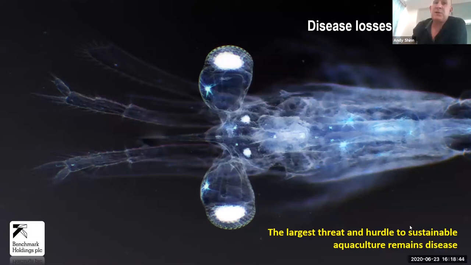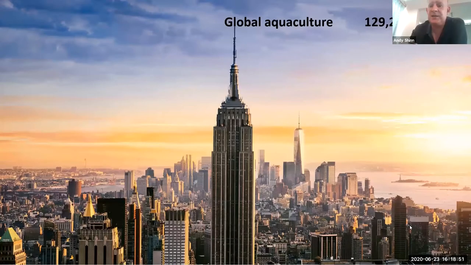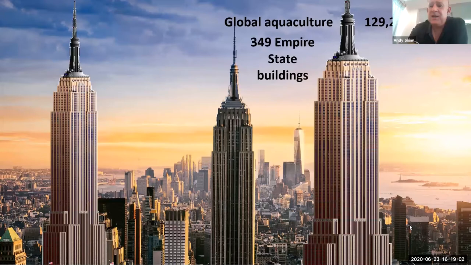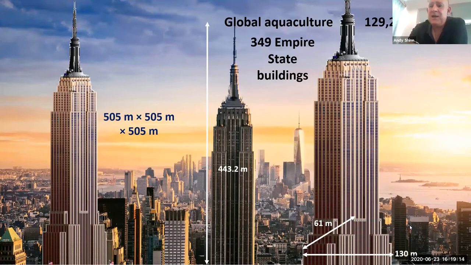So we've already talked about global production moving towards 129 million tons at the end of this year. If you're a visual person, this is equivalent to the volume of 349 Empire State Buildings. Perhaps if you like to think of it another way, if you took a solid cube that was 505 meters wide, 505 meters high, 505 meters deep, and filled that with all the aquaculture products, that would give you a good idea of how much we're currently producing.